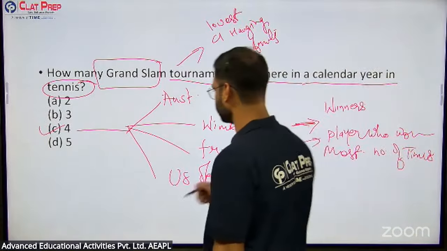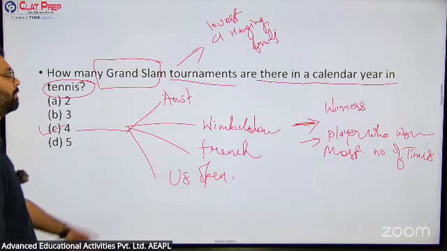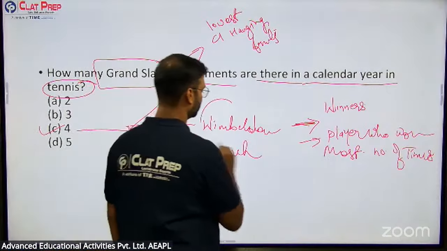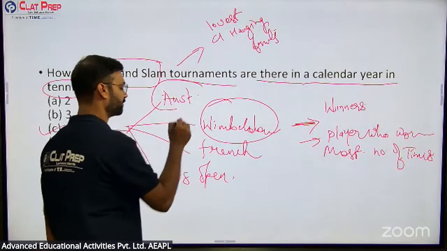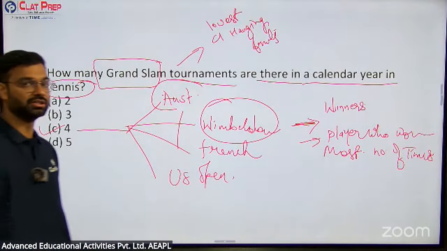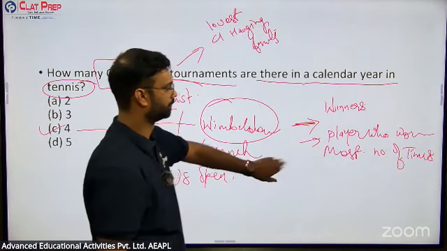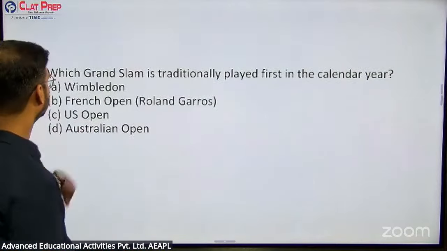Right? So all this information you should know. For example, who has won the title of Wimbledon Open for the maximum number of times, or overall who has the maximum number of Grand Slams. All these things, all this information you should know. All right. Now, next question.